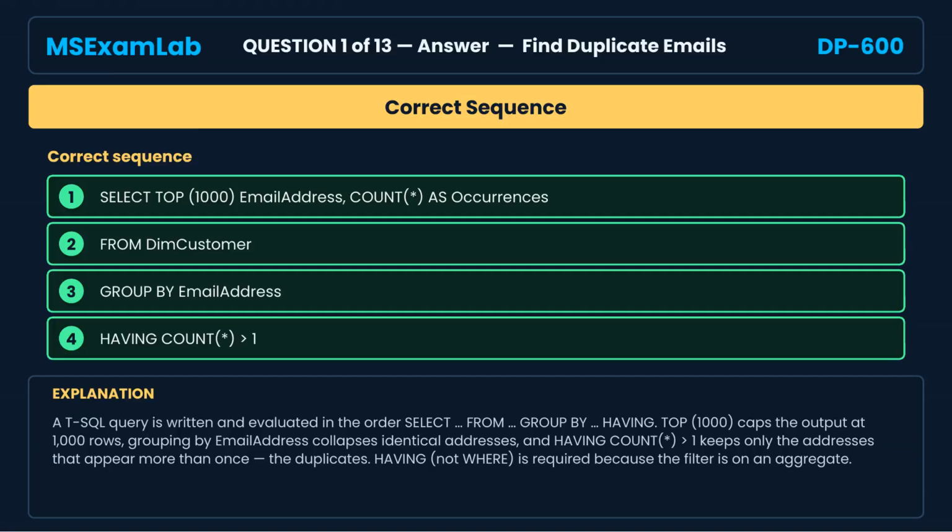Here is the correct order shown on screen. A T-SQL query is written and evaluated in the order SELECT, FROM, GROUP BY, HAVING. TOP 1000 caps the output at 1000 rows, grouping by email address collapses identical addresses, and HAVING COUNT(*) > 1 keeps only the addresses that appear more than once, the duplicates. HAVING, not WHERE, is required because the filter is on an aggregate.